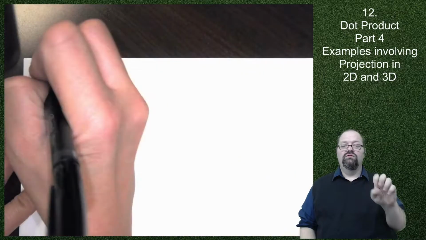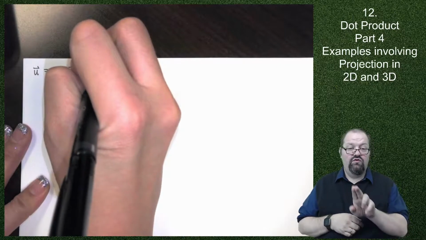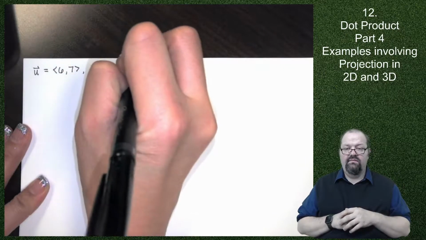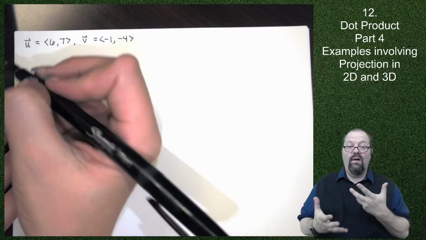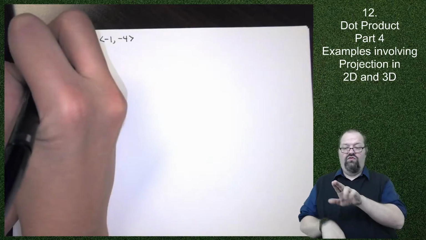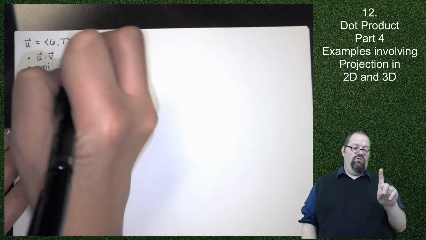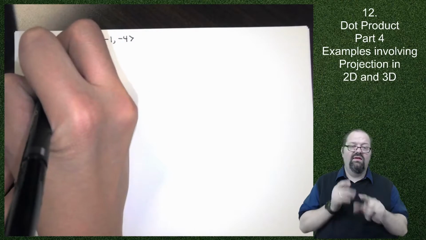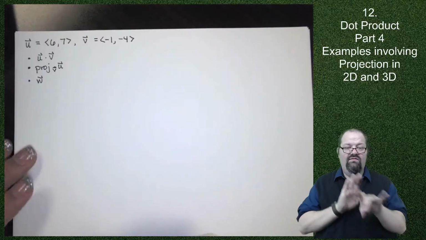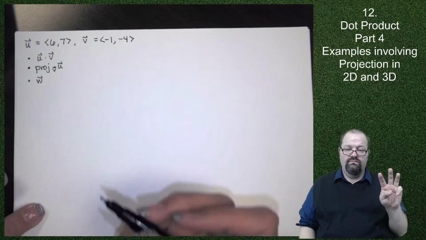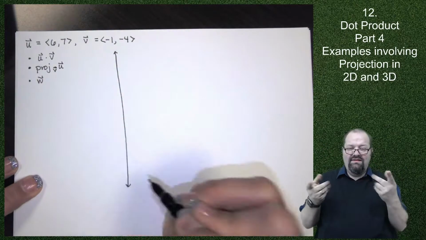Here I've got u is the vector 6, 7, and v is the vector -1, -4. And we want the projection of u onto v again. So we're going to do the dot product. We're going to find the projection of u onto v. And then we're going to find w. Okay. And just to visualize what's going on, I'm going to draw myself a picture.